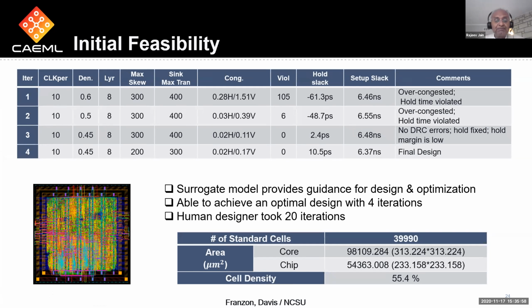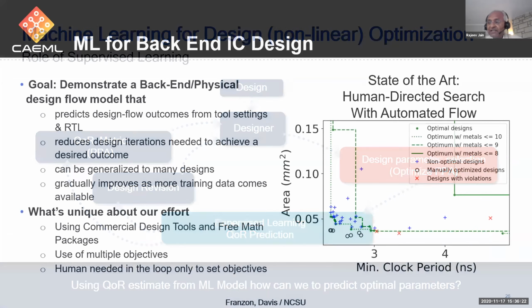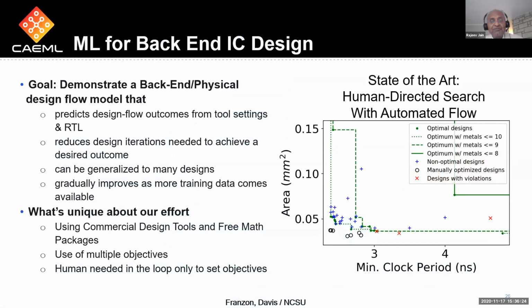Now, the question is, can we attack this other problem, which is if we have a good tool to predict the QOR, can we help the designer further in figuring out how to select the optimal parameters using that model? And I'd like to share some results here from Rhett's work also, which is again a student project.